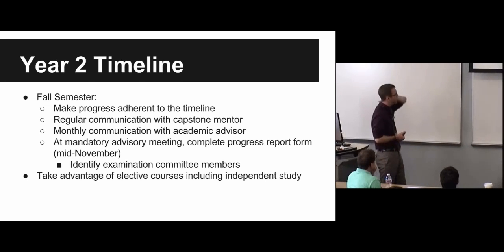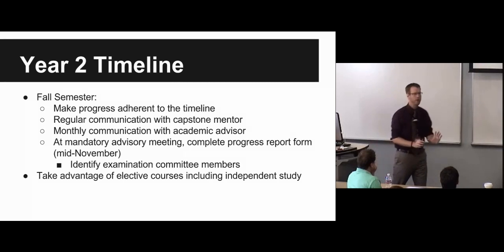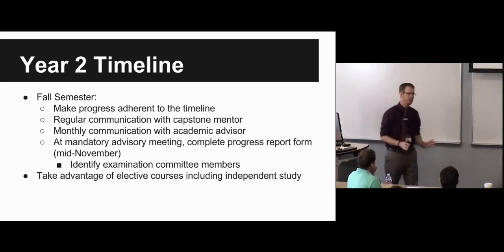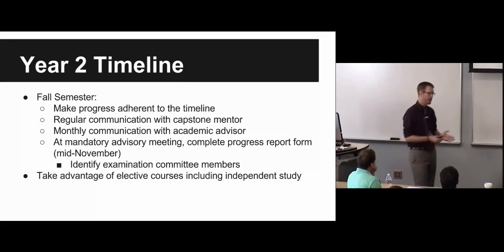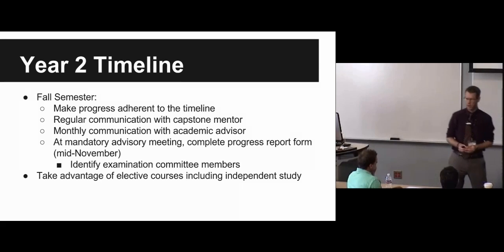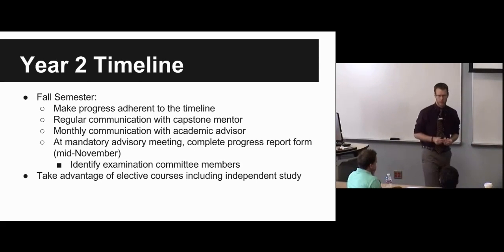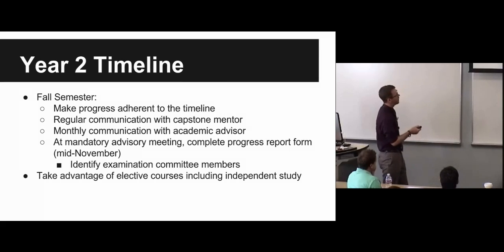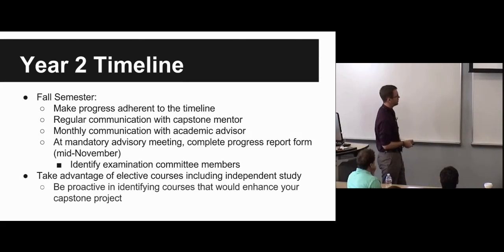And we also want to take advantage of elective courses. You need to get your 43 credit hours, right? Don't want to misspeak. You're going to need to get your 43 credit hours. You're going to get a lot of those from Capstone and from the curriculum within the program, but there's room for electives. So if I were you in the fall, I would take advantage of elective courses as well as independent study that would enhance your capstone project.